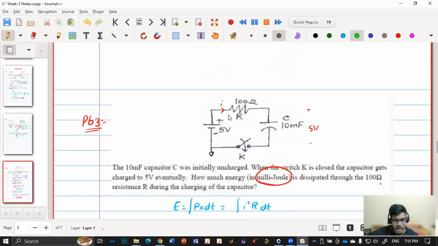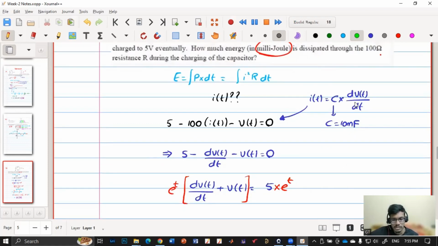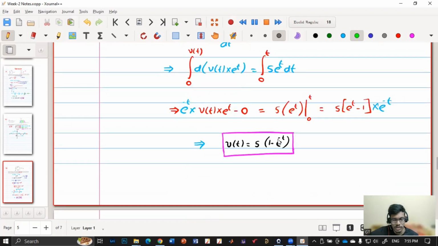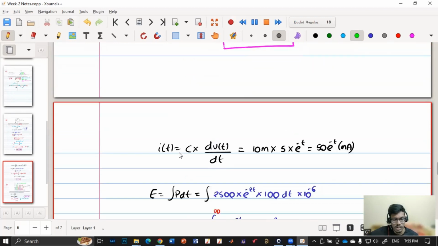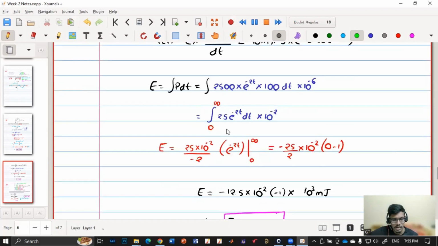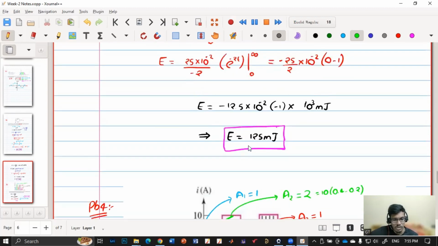For calculating I of t, we applied KVL and substituted the capacitor current voltage relationship in this, and we solved for V of t. After getting V of t, we know that I of t is C dV by dt. Then I got I of t, and I integrated from 0 to infinity because capacitor voltage will reach 5 volt at infinite time. Then I got the energy dissipated.